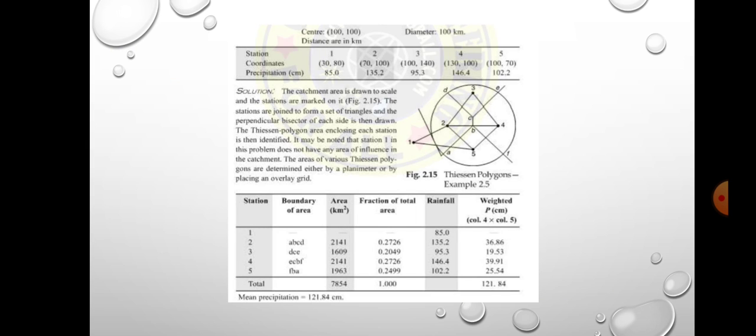the catchment is drawn to scale and the stations are marked on it. Figure 2.15. The stations are joined to form a set of triangles and the perpendicular bisector of each side is then drawn. So the adjacent polygon area enclosing each station is then identified. It may be noted that station 1 in this problem does not have any area of influence in the catchment. The areas of various station polygons are determined either by a planimeter or by placing an overlay grid. So makita ninyo da sa example figure 2.15.